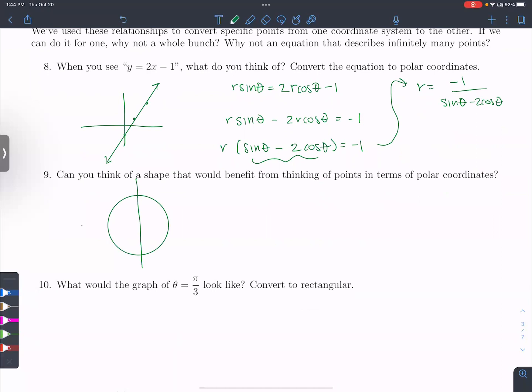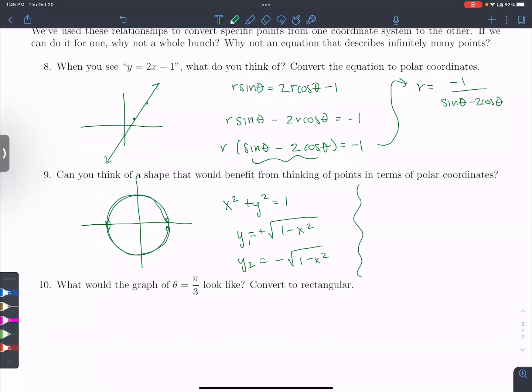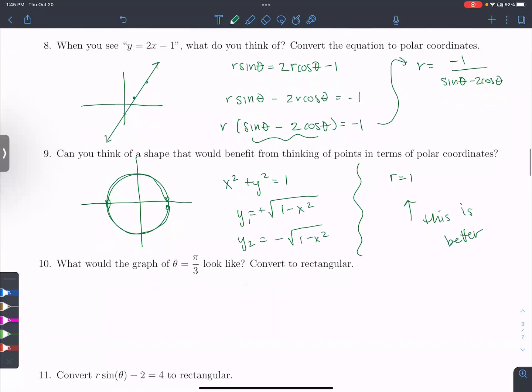If we were talking about the unit circle in particular, x squared plus y squared equals 1. If you wanted to graph this in your calculator, you would have to graph y1 equals the square root of 1 minus x squared, and then y2 equals negative square root of 1 minus x squared. So you get the top half with the first one and the bottom half with the second. If you're in polar, all you have to do is graph r equals 1. This is better, and that is when polar coordinates are helpful.